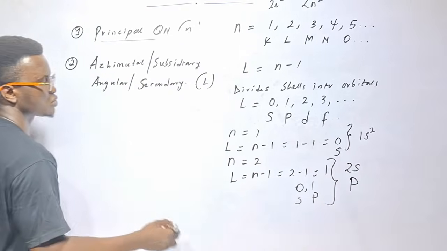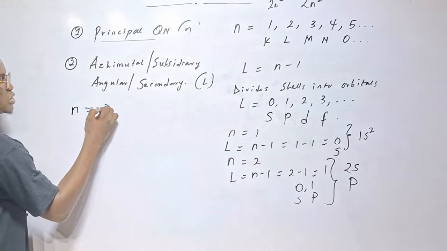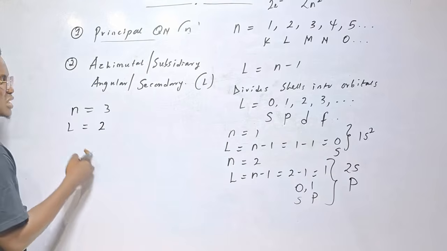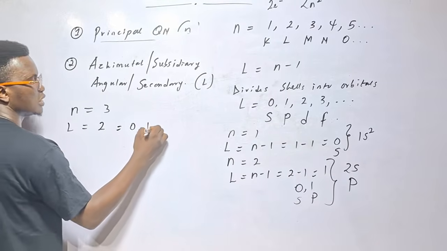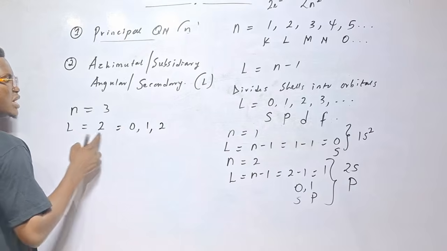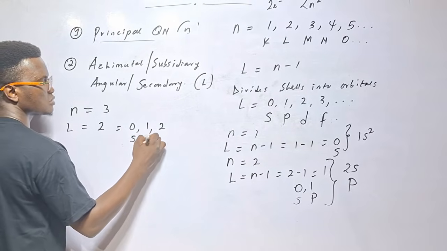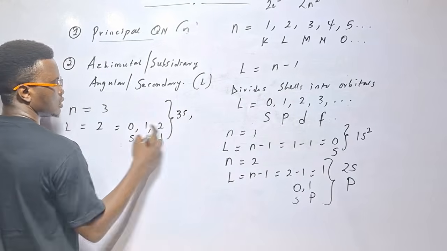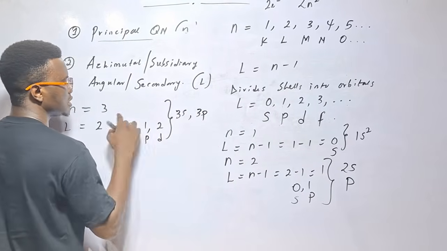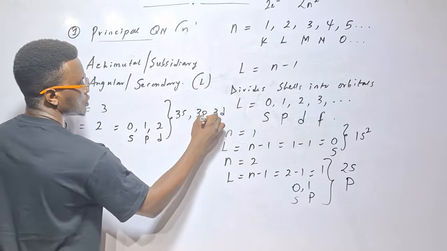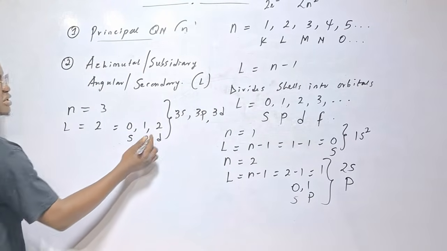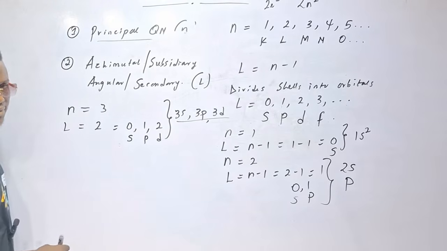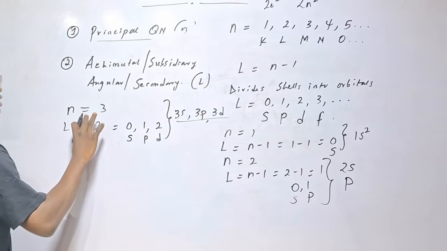So let's do this quickly. When n is 3, what do you think L will be? L is going to be 3 minus 1, that's 2, meaning that L can be 0, 1, and 2. When L is 0, 1, and 2, that is S, P, and D. This is 3S, 3P, and 3D. So this shell now has been divided into these orbitals, SPD orbitals. I hope you're following. That's how you do the calculation.